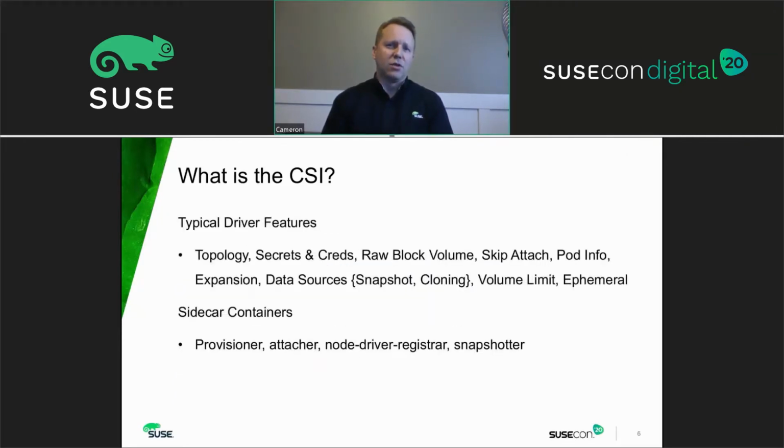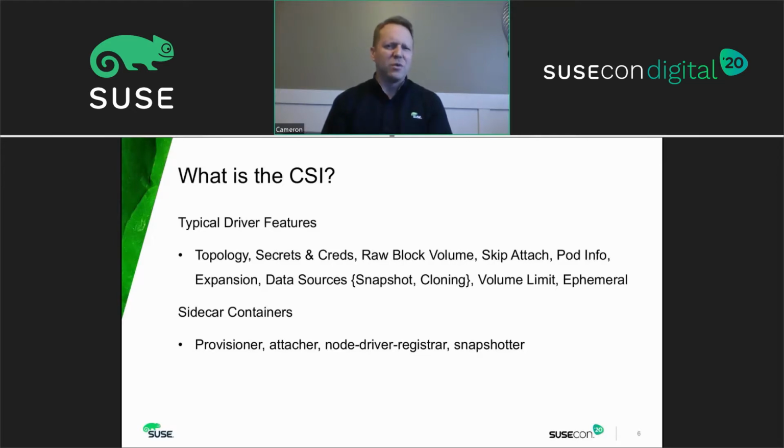So some of the typical driver features that you might see in the CSI throughout all the various drivers that you might see available from third parties and localized drivers in Kubernetes. Some of those driver features are specifically for secrets and credentials, raw block volumes, skip attach is another feature, pod info, expansion for file system drivers, and then other types of data sources such as snapshotting and cloning, attaching and reattaching snapshots, volume limits for quotas, and also ephemeral.